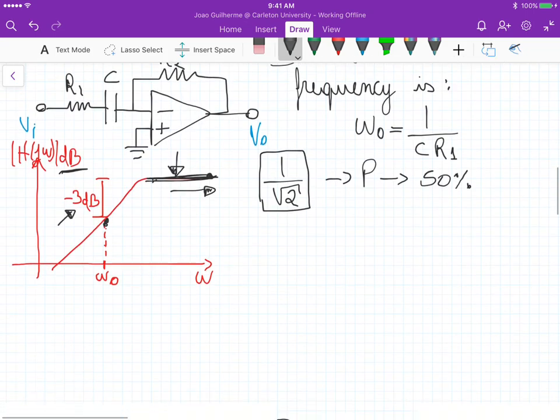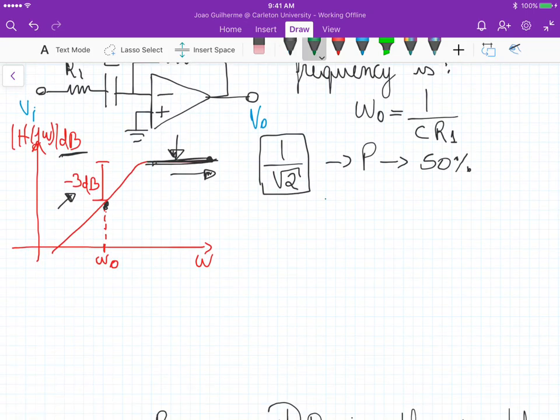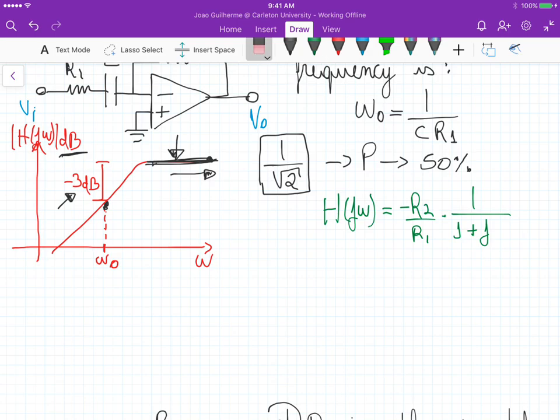So H of j omega is equal to minus R2 over R1 times 1 over 1 plus 1 over j omega C R1. Okay, so that's the voltage transfer function that we have.